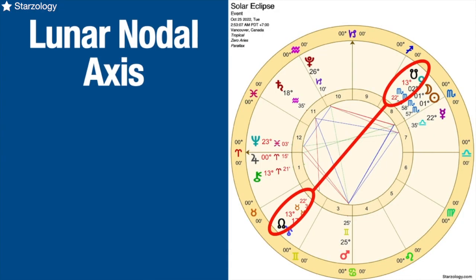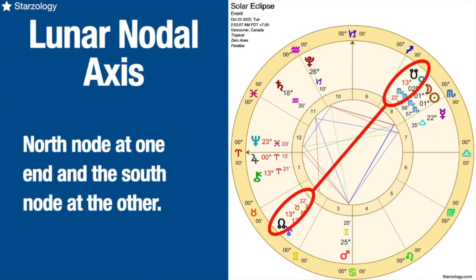Let's have a look at this lunar nodal axis. The north node is at one end and the south node is at the other. So in this example chart, you will see that the north node is there at 13 degrees 22 Taurus, and the south node is directly opposite at 13 degrees 27 Scorpio, because the nodes are opposite each other, as we saw from the moon's path. So this is always the case, that the nodes will always be opposite each other in a chart.